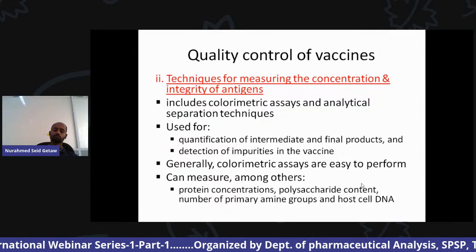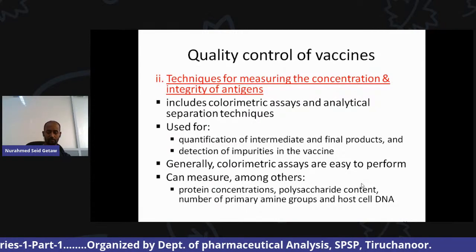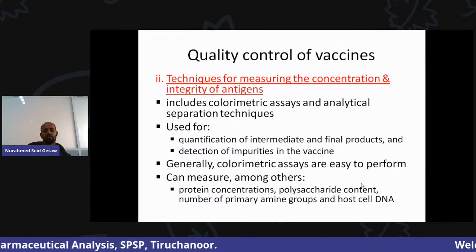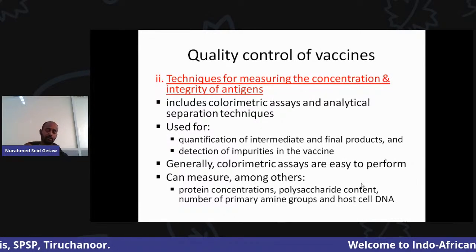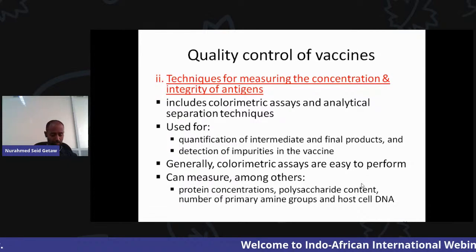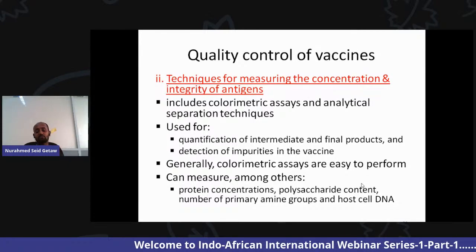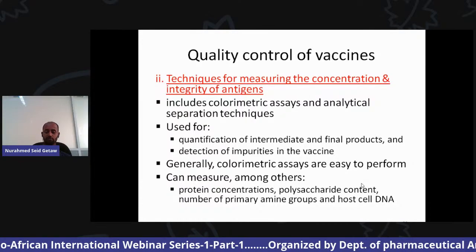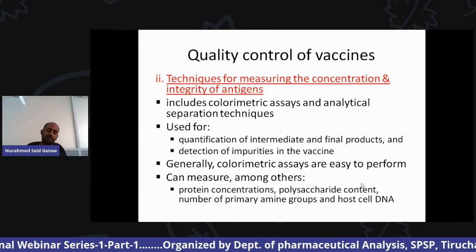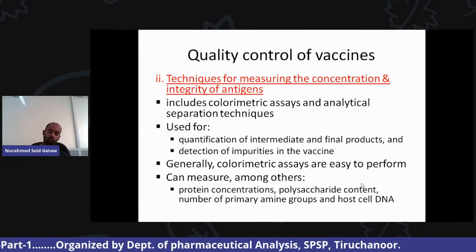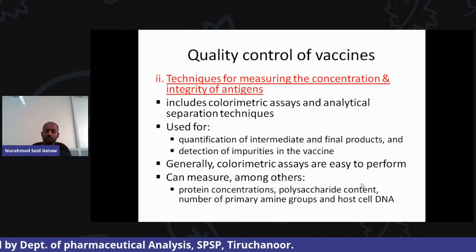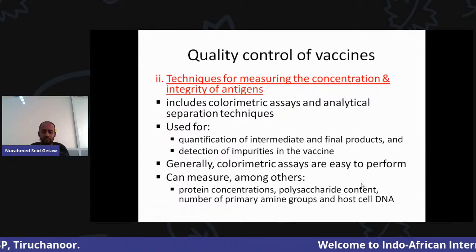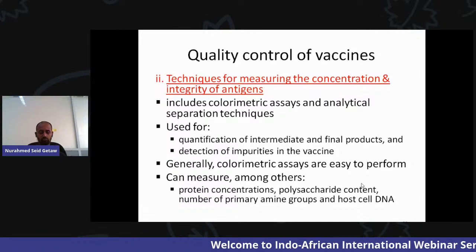The use of these colorimetric and analytical separation techniques is for the quantification of intermediate and final product or the active pharmaceutical ingredient in the vaccine during the manufacturing process or as an in-process quality control measure, and at the end of the manufacturing process or in the final product. And they are also used for detecting impurities or unwanted contaminants in the vaccine. So, these techniques can also be used.